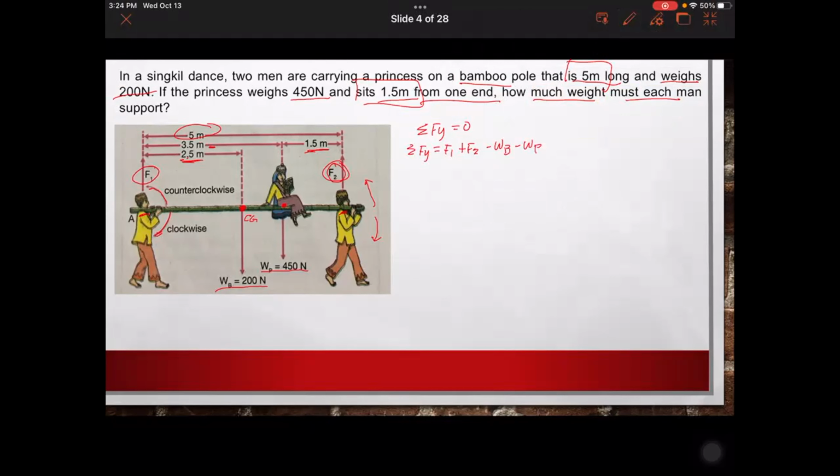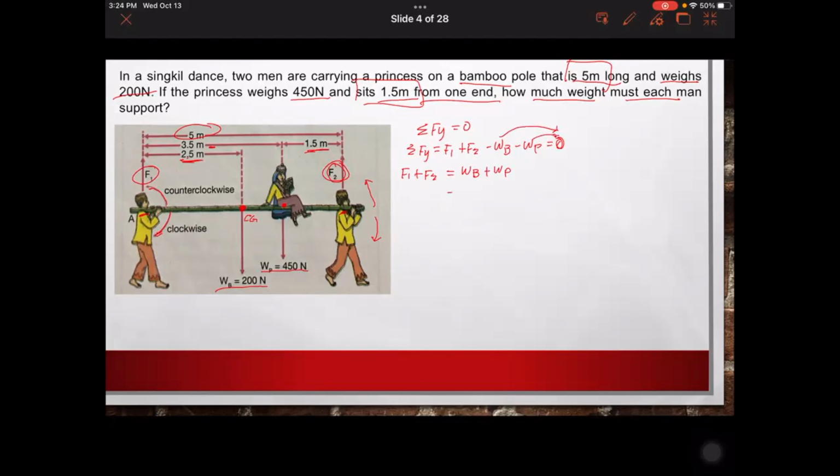Again, what do we have on the Y? These are person 1, F1, and person 2, which is considered F2. The weight of the bamboo is negative on Y because it is weight. The weight of the princess is also negative on Y because it is also weight. Now, this is equal to 0. So therefore, we have F1 plus F2 is equal to, we move the weight of the bamboo plus the weight of the princess to the other side. That is why the 0 disappeared.